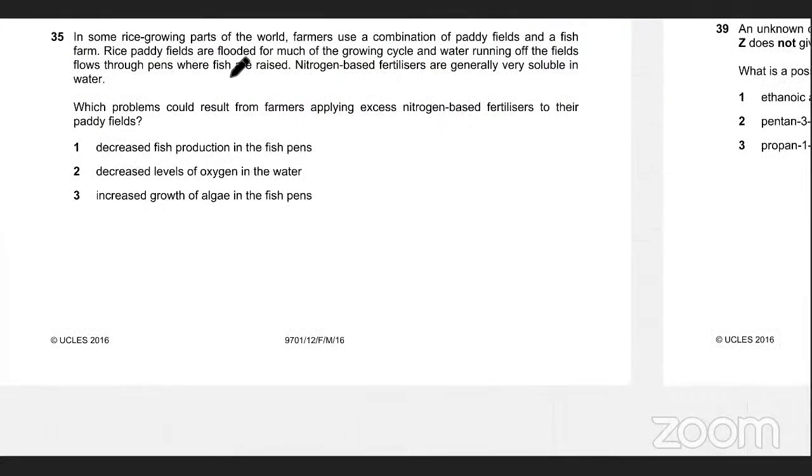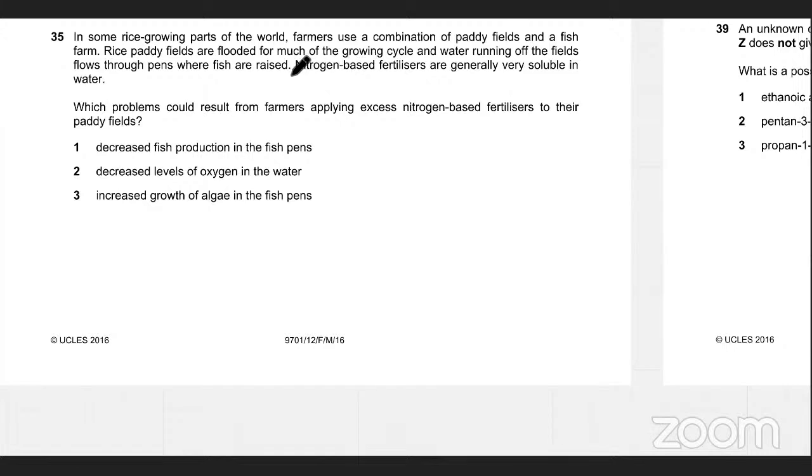So then you've got, in some rice growing parts of the world, farmers use a combination of paddy fields and fish. Rice paddy fields are flooded for much of the growing cycle, and water running off the fields flows through the pens where fish are raised. Nitrogen-based fertilizers are generally very soluble in water. Which problems could result from farmers applying excess nitrogen-based fertilizers to their paddy fields? Remember, it's eutrophication.